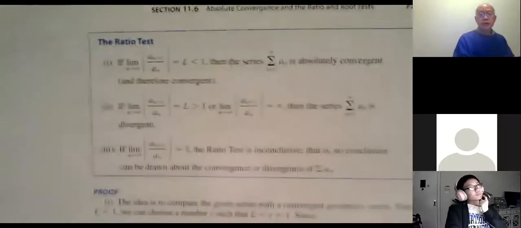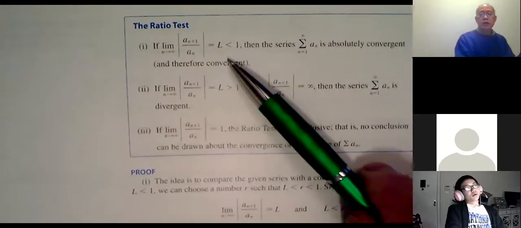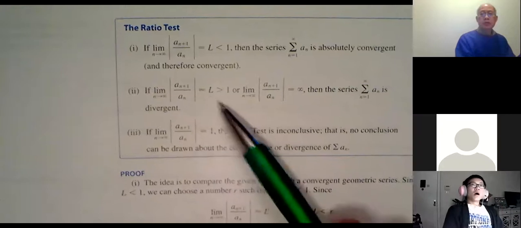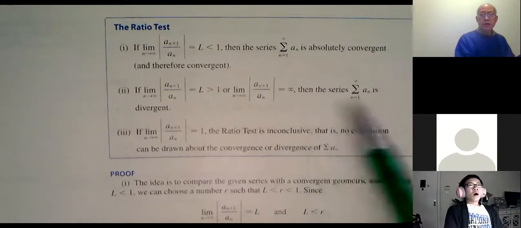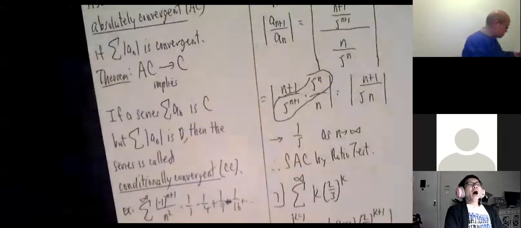Ratio test, page 739. So take the ratio of the n plus first term to the nth term. If that limit is less than 1, AC, absolutely convergent. Greater than 1, including infinity, divergent. Equals 1, the ratio test is inconclusive. You can't tell.